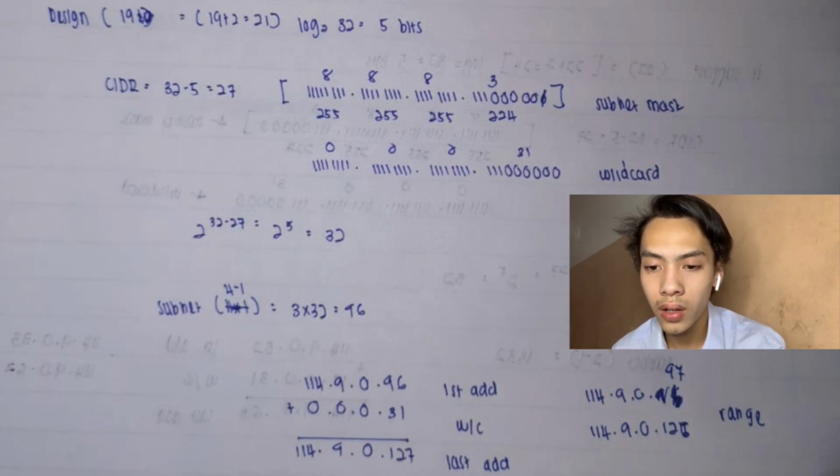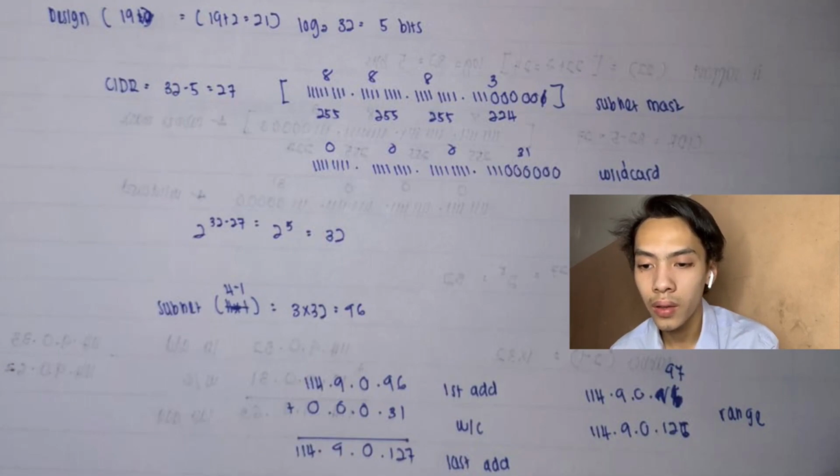Next, for the subnet design, the maximum number of computers is 19, and 19 plus 2 gives 21, so we borrow 5 bits. Then for the CIDR, 32 minus 5, we get 27, the same as before. For the subnet mask, we borrow 3, and the wildcard we get is 31. Then for subnet 4 minus 1, we get 3 multiplied by 32, which gives 96.